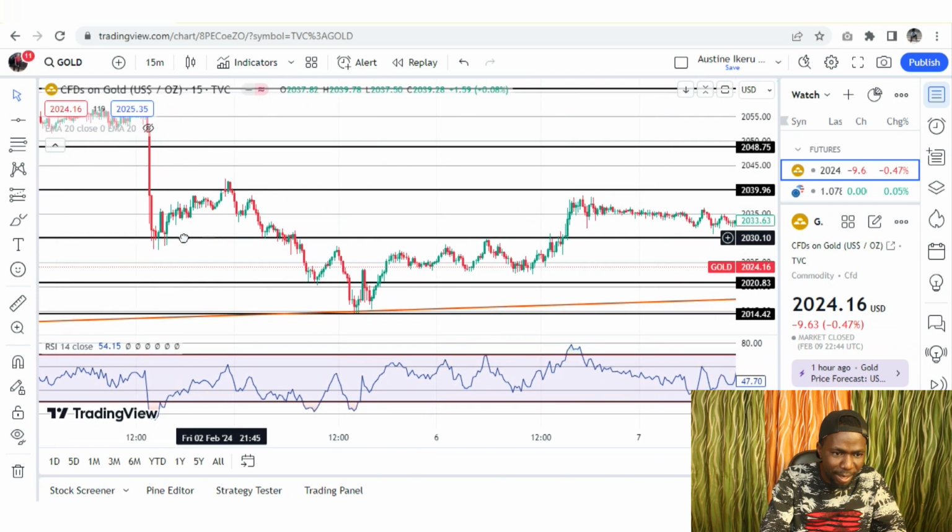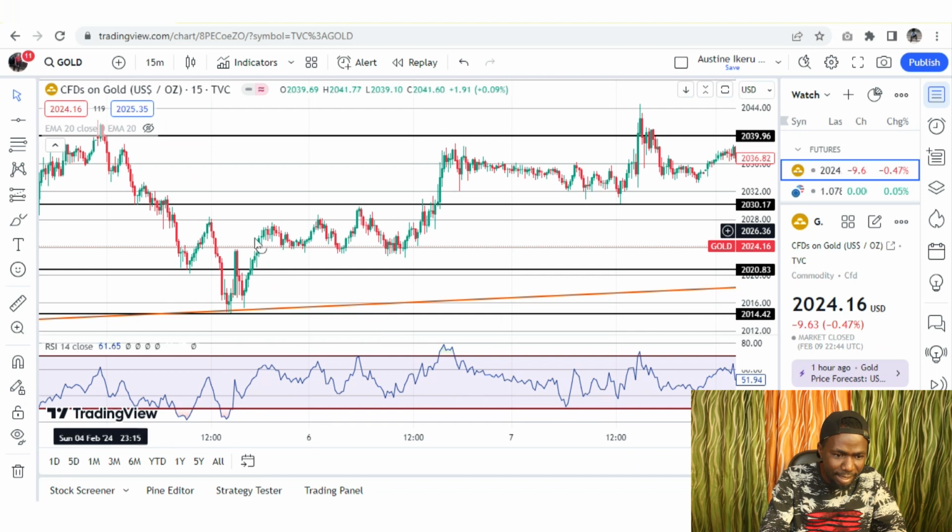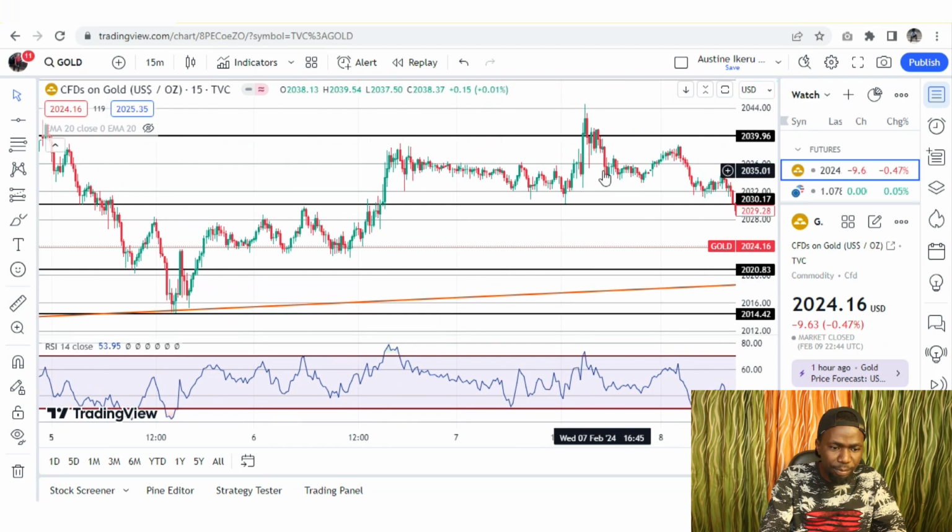So once you see that the price is at the resistance level and the RSI is at the overbought condition, you are meant to do what? You are meant to sell, right?